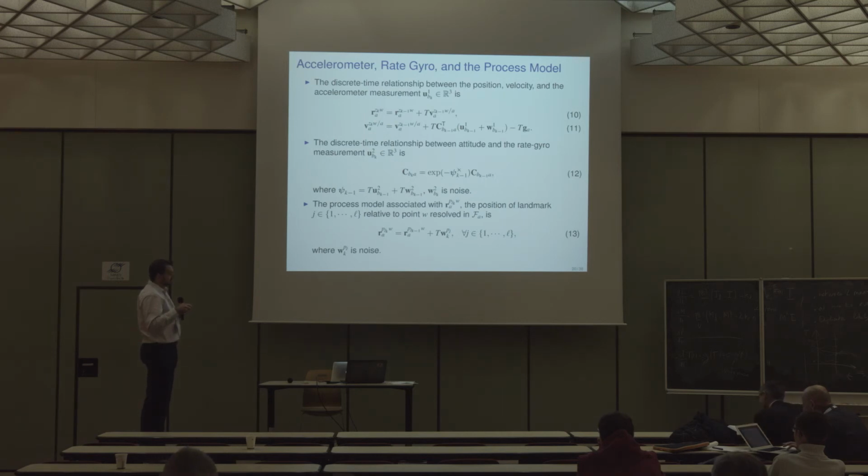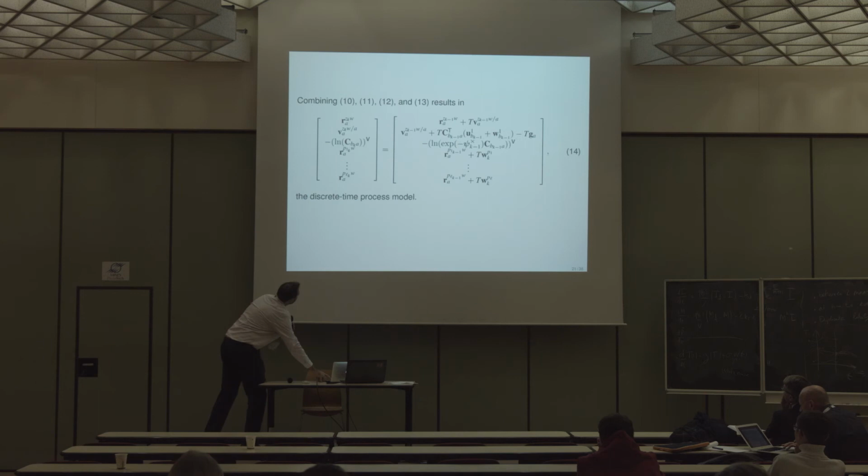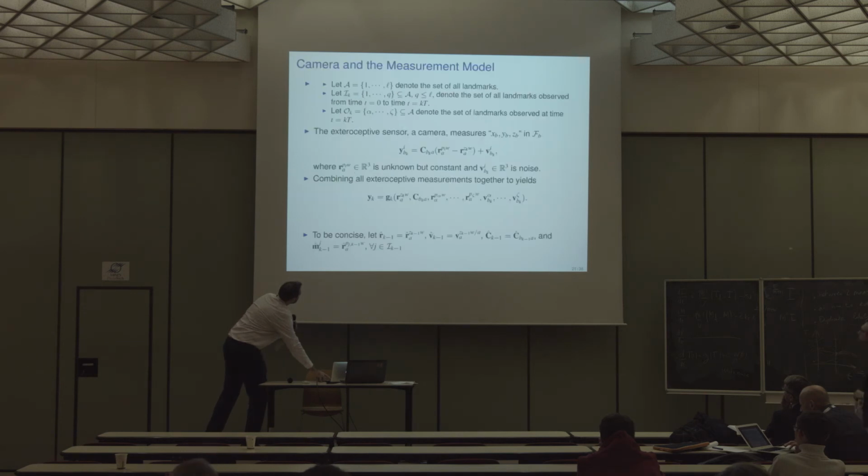Now an accelerometer doesn't measure inertial acceleration. An accelerometer measures inertial acceleration biased by gravity, which is why I have the gravity vector here. The discrete time relationship between the previous attitude and the next attitude is given by this expression here, where xi is going to be related to a rate gyro measurement plus noise. And then the map positions are described here, where I have my previous estimate of the map location and the correction. So basically now, because I'm running out of time, I'm going to skip some of this.